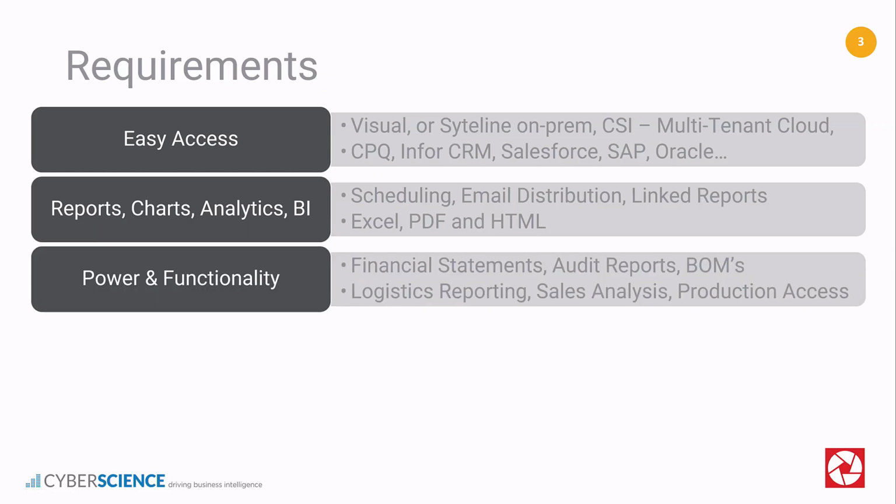The third thing is the whole power and functionality side. There are a lot of pretty tools out there that let you do simple sorts and lists. But the thing that differentiates Cyberquery from the other tools is the power side: being able to do an income statement with drill down, a balance sheet, an audit report, bills of materials, any kind of logistics or sales analysis. You can do that with Cyberquery. We are accessing the production data directly. Some people will put the data in a separate data warehouse, but that's not required or even recommended, because Cyberquery is read-only. It's super fast.